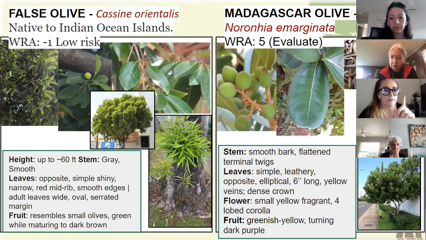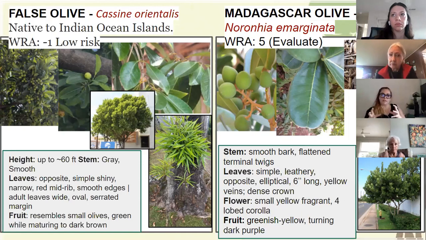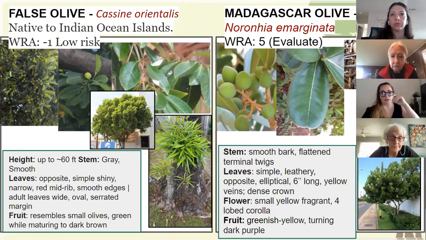And one more note with the false olive. If you see in that far right picture of the false olive, there's a different type of leaf. The juvenile leaves are very different from when they grow up. So you often see the juvenile leaves at the base of the tree. That's not an epiphytic plant. Those are just baby leaves. The juvenile leaves look a lot different.